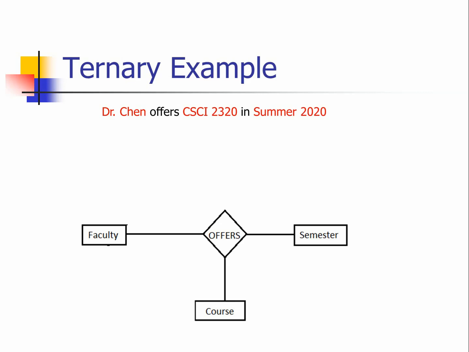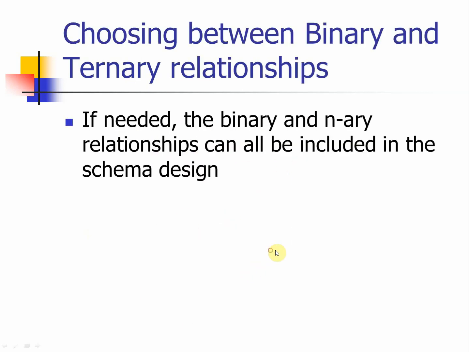It connects all 3 things happening at the same time so that you would be able to use it. So you can see that I can say offer CSCI 2320 in summer 2020. I offer database in fall 2020. And without this ternary relationship, I won't be able to present the 3 things in the information.